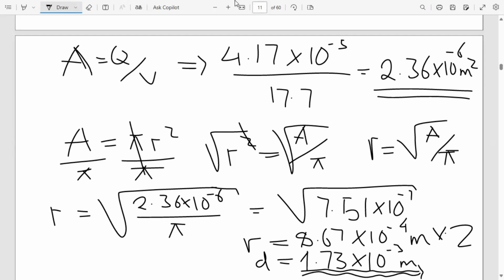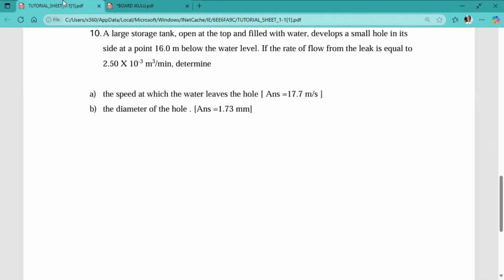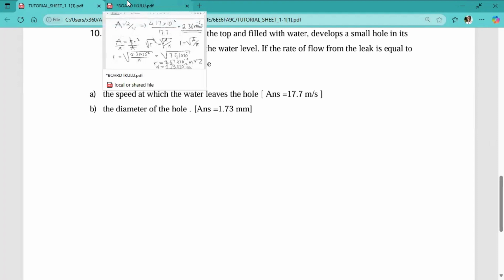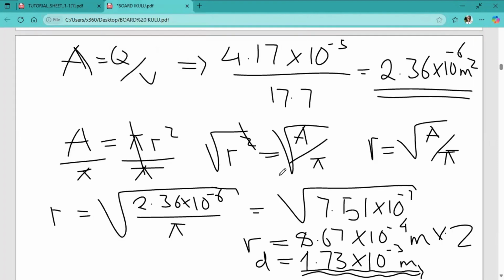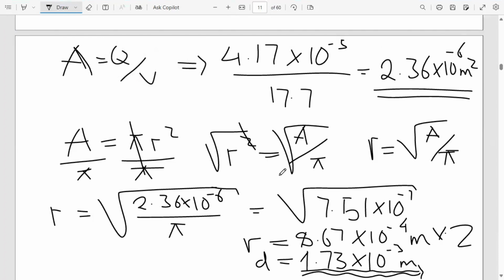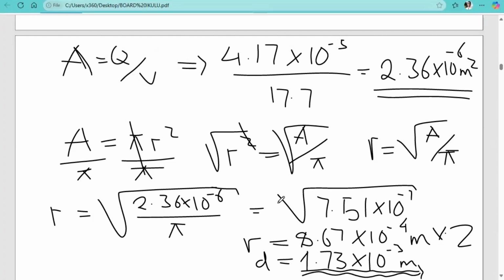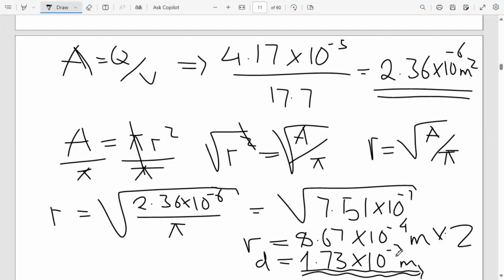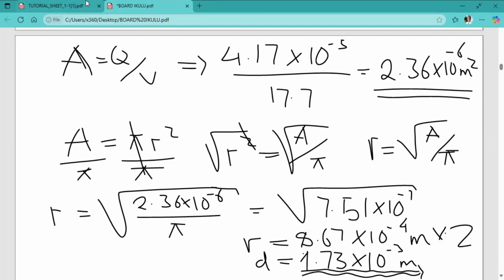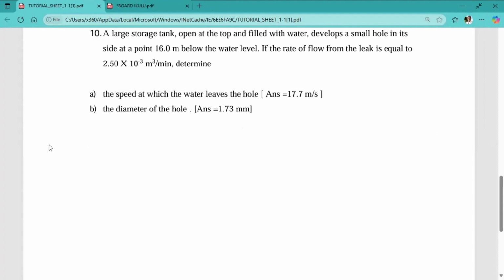And when we reach this question, that means we're done with the whole tutorial sheet. The last question was to find the diameter of the hole, and we found it to be 1.73 times 10 to the power negative 3 meters, which can be directly converted into millimeters by multiplying by 1000. That gives us 1.73 millimeters, which is the answer provided in the tutorial sheet. So that is the final answer.